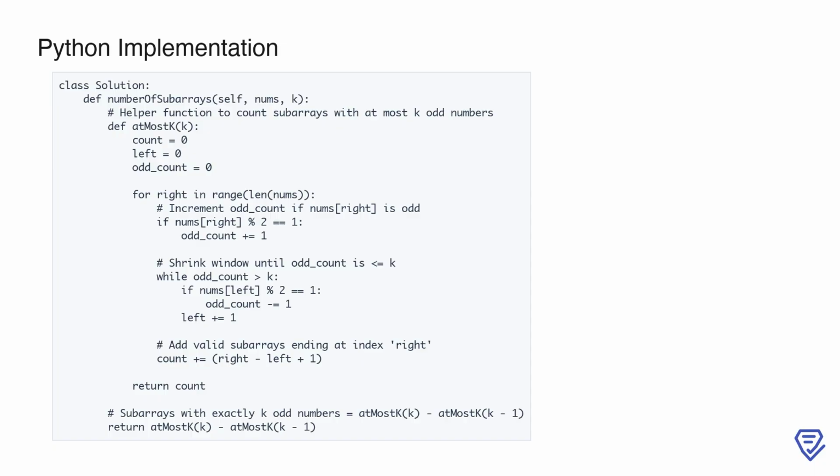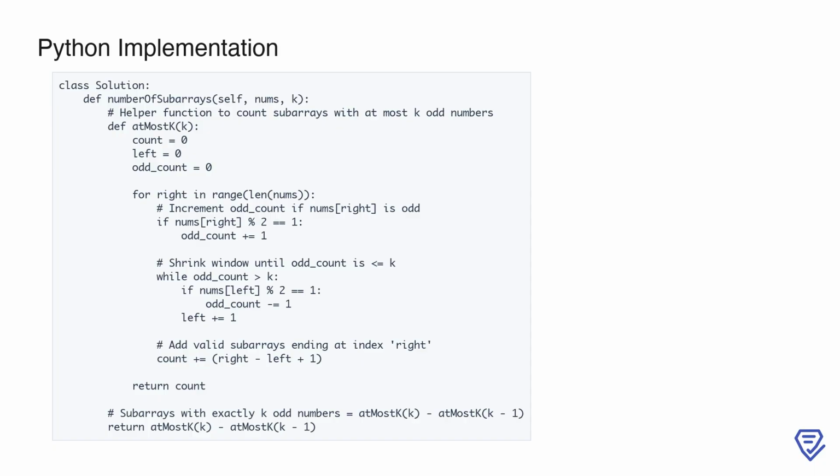First, the at_most_k helper function is defined. It initializes count to store the total number of valid subarrays, left as the left boundary of the sliding window, and odd_count to track the number of odd numbers in the current subarray. We iterate through the array using the right pointer. If the current number, nums[right], is odd, we increment odd_count. When odd_count exceeds k, we shrink the window by moving left to the right until odd_count is within the limit. For each right position, the number of valid subarrays is determined by the window size, right - left + 1, and added to count.